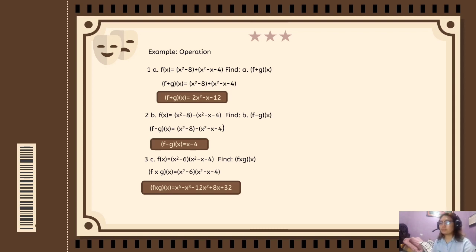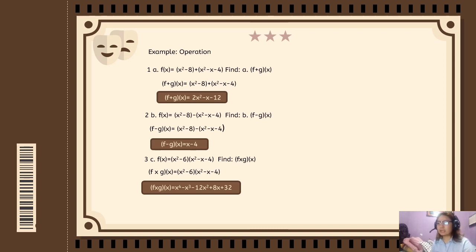Therefore, ang magiging sagot niya ay x times x, x cubed. X times negative 6x squared, x times x. X squared times x is equivalent to x cubed. Tas x times 6, negative 6x, ay positive kasi negative siya.